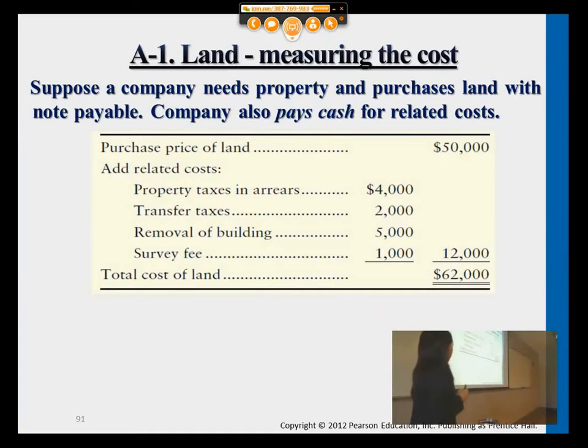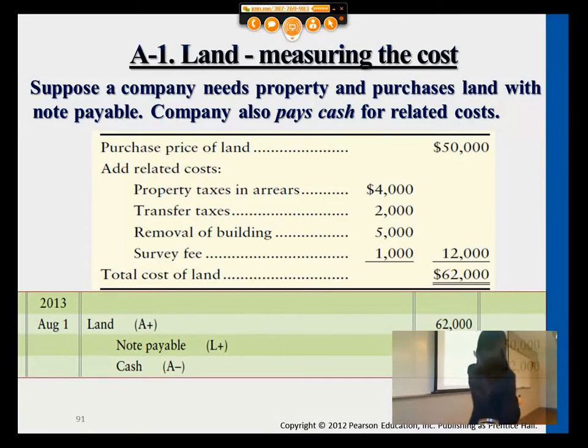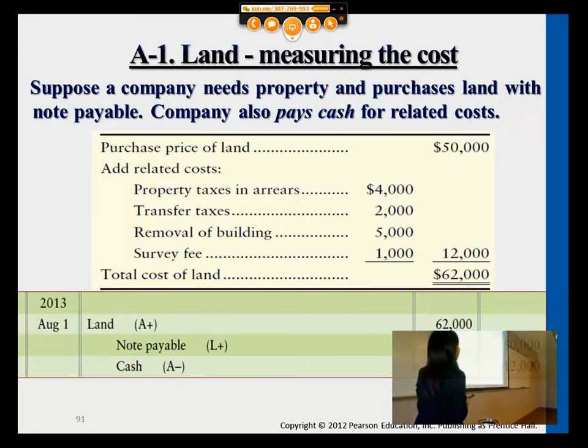Let me show you an example here. All the categories of bullet points are also listed here exactly. So here's a case where the purchase price of that piece of land, assuming it's $50,000, and there are necessary related costs. The problem tells you that for the property taxes, you need to spend an additional $4,000. Transfer taxes $2,000. Removing the building will cost you an additional $5,000. Understanding the property, the boundary, costs you $1,000.